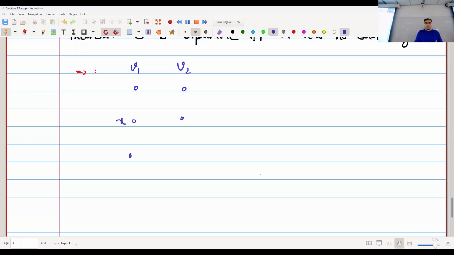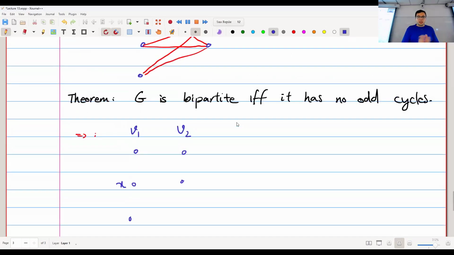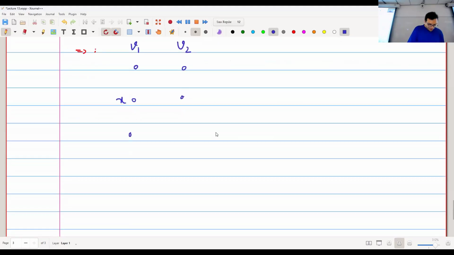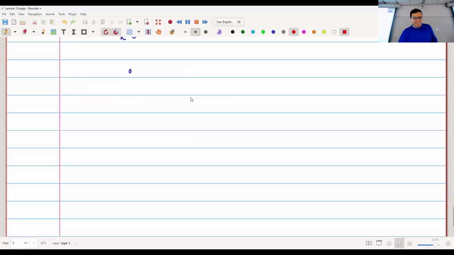So if I have an odd cycle, what does it mean? It means that I started at X, I took an odd number of edges, and I'm back at X. But that doesn't work because my graph was bipartite. And I said that if I take an odd number of edges, I will end up in the other part. I will end up in V2. So if my graph is bipartite, it has no odd cycles. By the way, great figures, as you see. The TAs are going to have a really hard time writing the notes for this one.